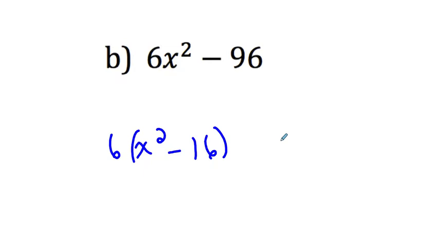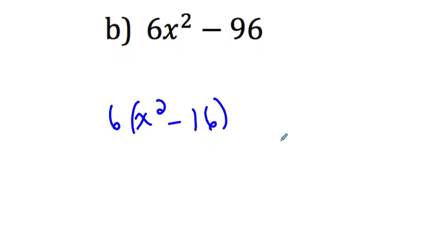6 is 16. All right, so now I'm ready to do my difference of two squares because this part right here is a difference of two squares. It's a difference, a minus, two terms, and they're both perfect squares. X squared is a perfect square, and 16 is a perfect square. That's 4 times 4. Don't forget that this 6 out here that we factored out is still part of our answer, so bring that down. Two sets of parentheses.